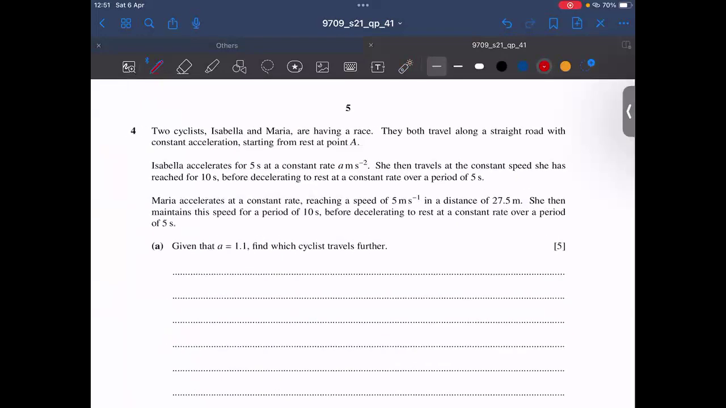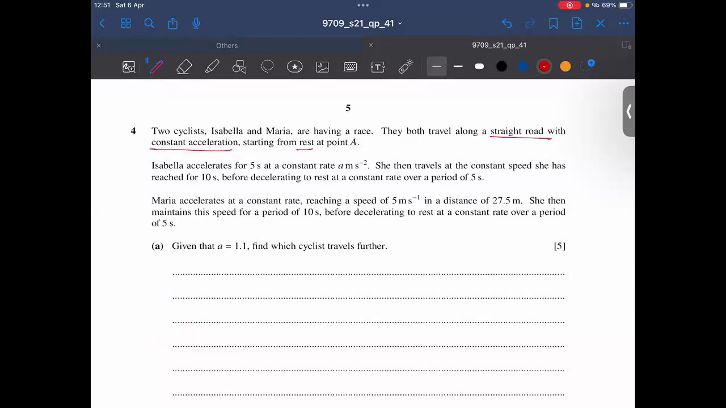Two cyclists, Isabella and Maria, are having a race. They both travel along a straight road with constant acceleration, starting from rest at point A. Constant acceleration means you can use any of the equations of motion. From rest, initial velocity is 0.